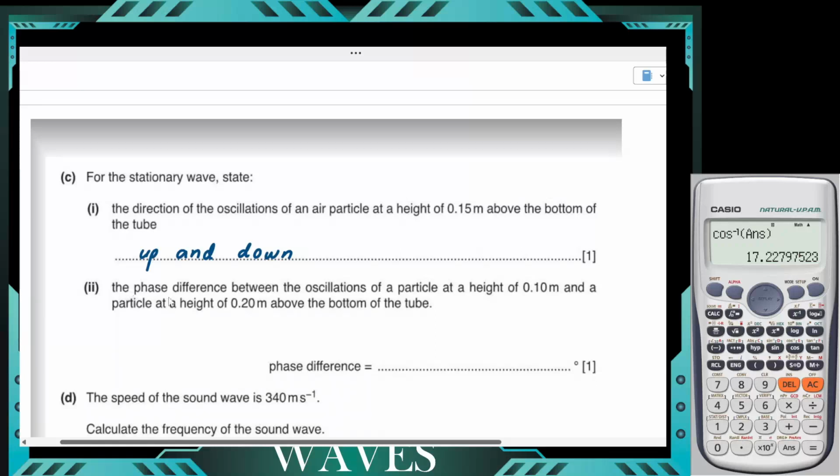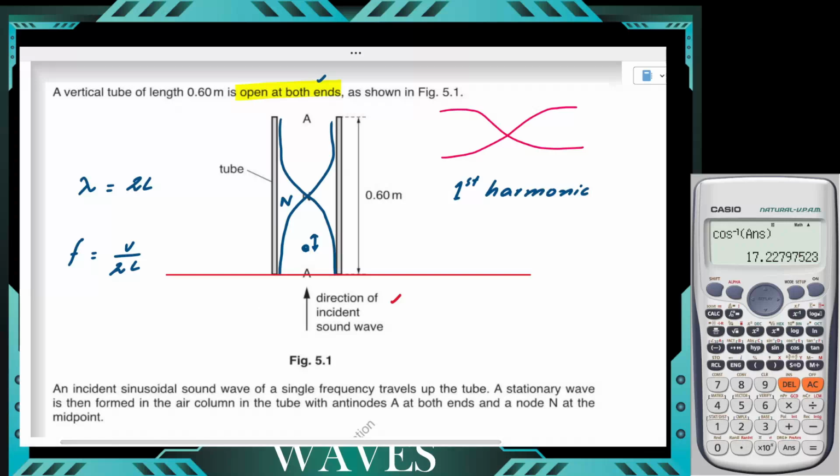Okay, then we have the next one: the phase difference between the oscillations of a particle at a height of 0.10 meters and a particle at a height of 0.20 meters above the bottom of the tube. So this is a height of 0.30 meters, in the middle of that. Our particles are below that, both of them. The first one could be someplace over here, and the second one could be someplace over here.